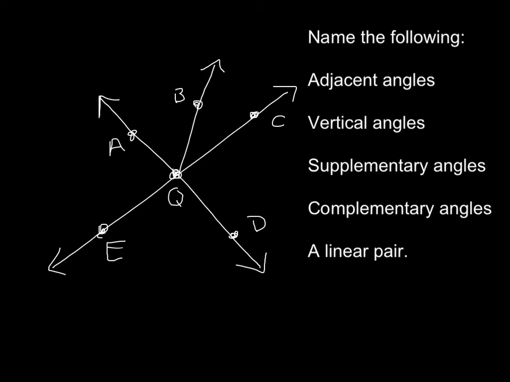In this picture, let's name some of the different things. So, for example, we have adjacent angles. Adjacent angles in this picture could be angle BQC and angle BQA. And when I show you with the highlighter, BQC is this angle and BQA is this angle. They share BQ, and so they're adjacent.